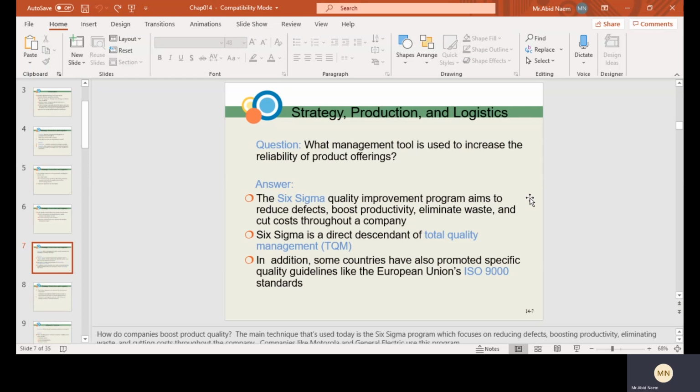In addition, some countries have also promoted specific quality guidelines like the European Union's ISO 9000 standards, the certifications. These different certifications are related to the product quality itself and the working conditions in which the employees are working and manufacturing the products, and the processes through which these products are manufactured and delivered to the final consumers. This is basically a series of ISO certifications, and there are certain institutions or organizations which, after thorough scrutiny of any organization's activities, processes, and products, will issue the ISO certification to the company in question.